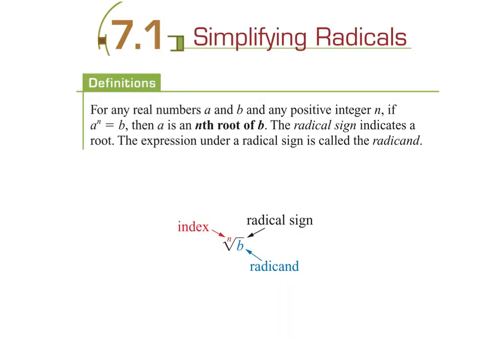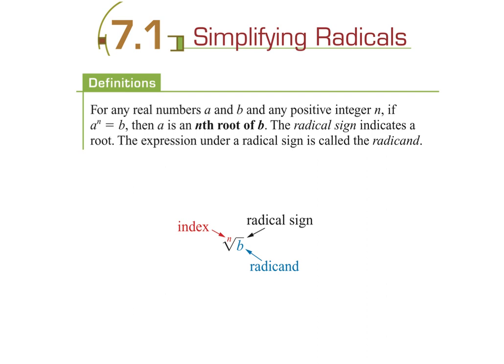All right, so the first thing we're going to do in this chapter is simplifying radicals. They give the definition there: for any real numbers a and b and any positive integer n, if a to the n equals b, then a is the nth root of b. The radical sign indicates a root. The expression under the radical sign is called the radicand.